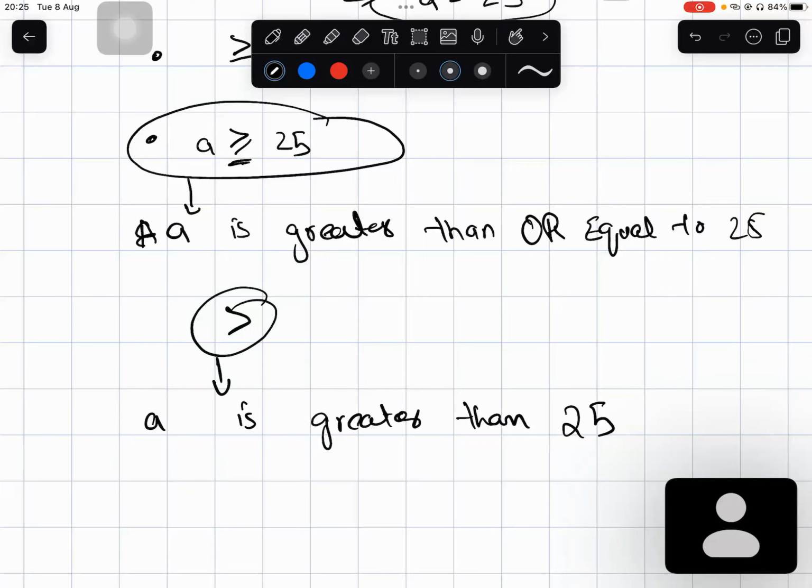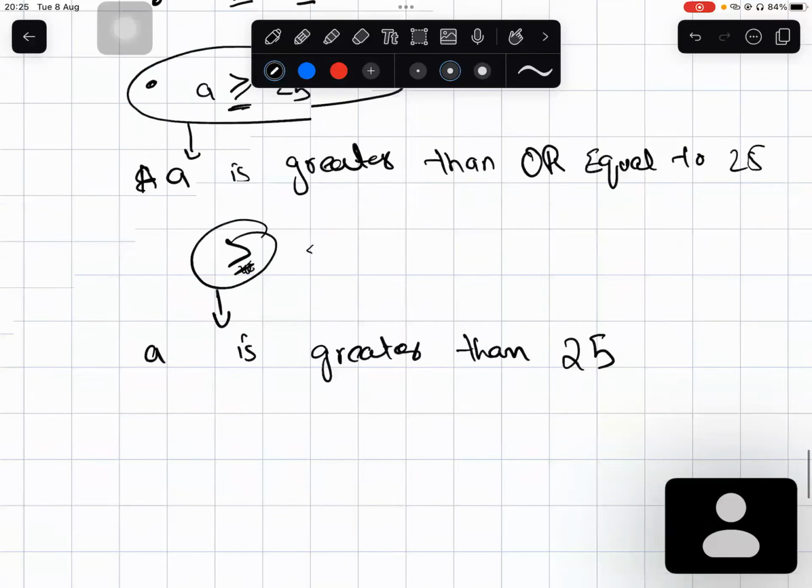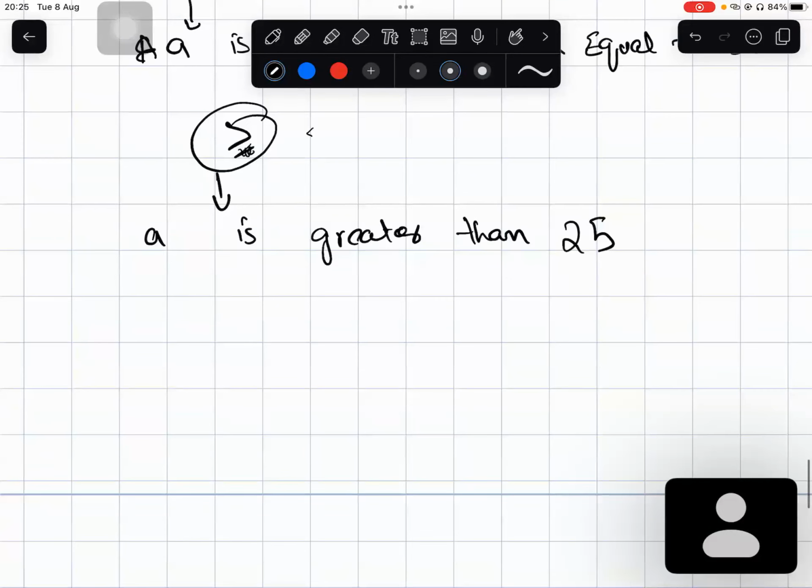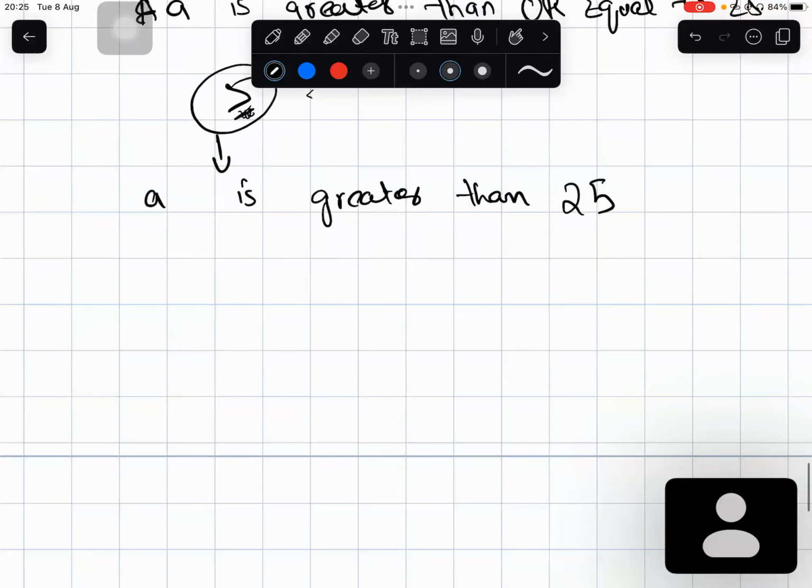You're getting the difference? When there is a little line underneath the sign, whether it is a greater than sign or a lesser than sign, the line underneath, just the little line, is why you have to be super conscious. If you miss this, then you've ruined the question. So you need to be super conscious: is it a greater than sign or is it a greater than or equal to sign? Okay. So let's just do a few examples of this again.